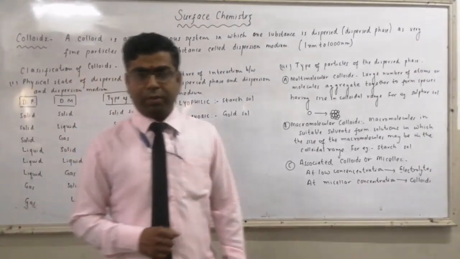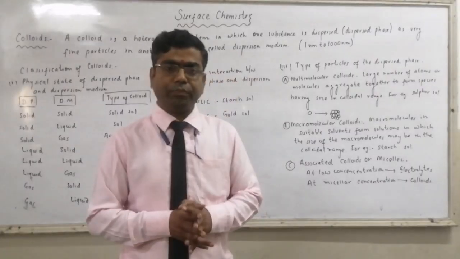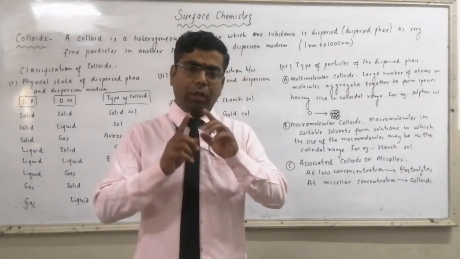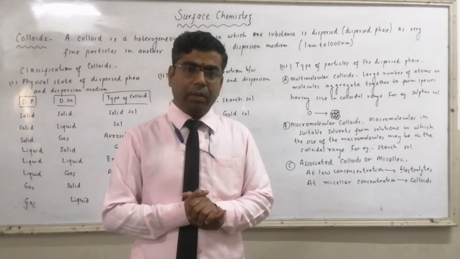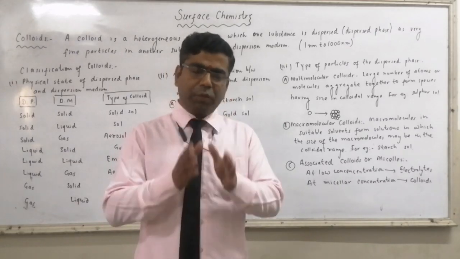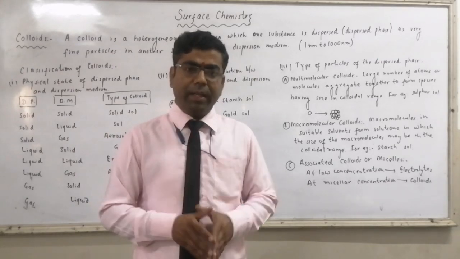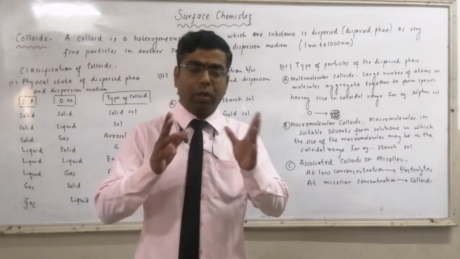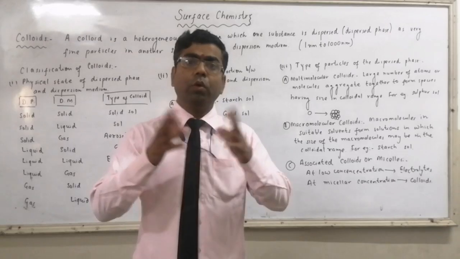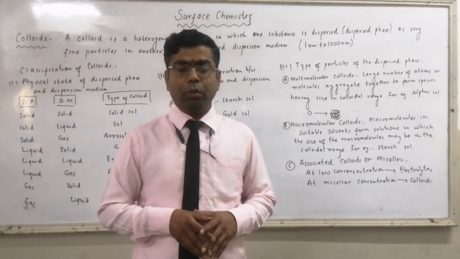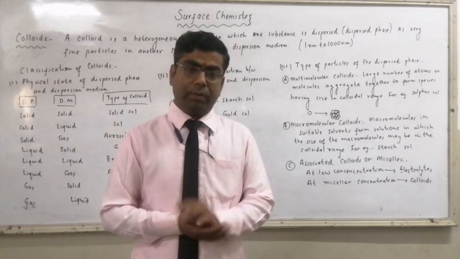So out of 8, 3 are more important. First one is your sol. When dispersed phase is solid and dispersion medium is liquid, this is called sol. Example, gold sol. Gold particles are distributed in water.